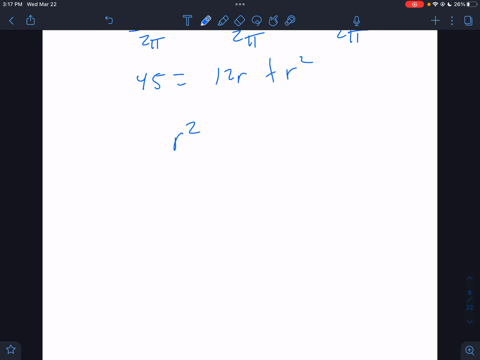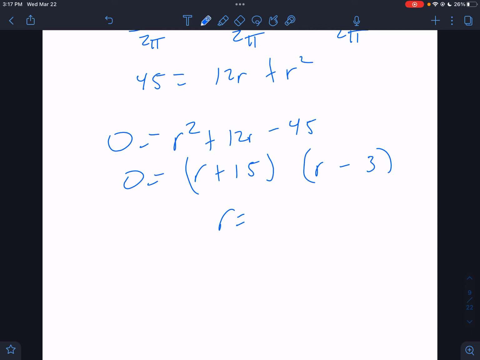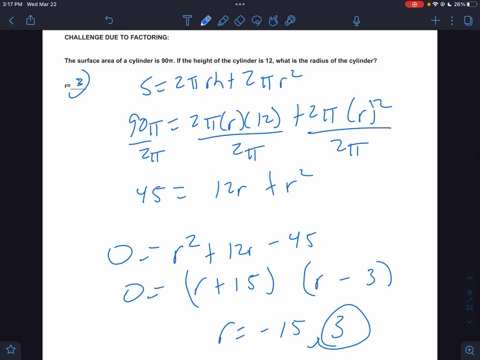Put it in standard form. You would have R squared plus 12R minus 45 equals 0. What factors of 45 subtract to equal 12? That would be 15 and 3. And because it's plus 12, it would have to be plus 15 and minus 3. So R equals negative 15 or positive 3, but a radius can't be negative, so it would have to be 3.